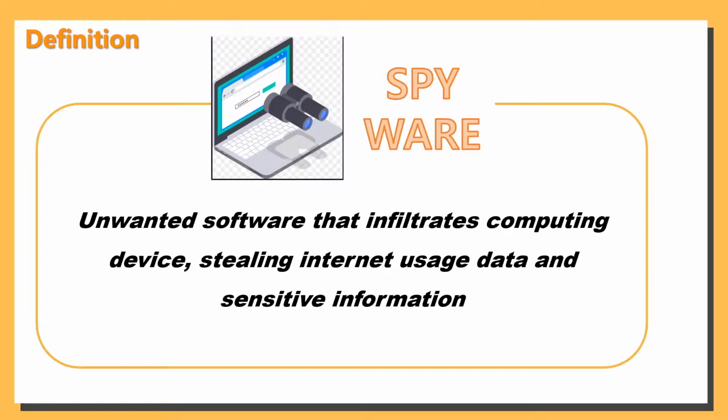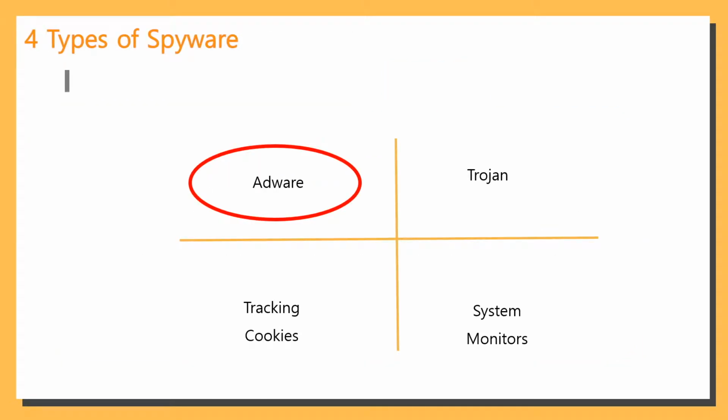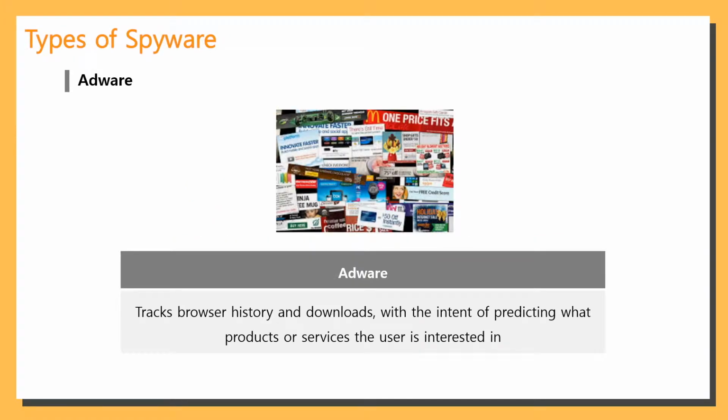So now I'll be going over the four types of spyware. First being adware. What is adware? Adware is something that tracks browser history and downloads with the intent of predicting what products or services the user is interested in. This type of spyware tracks your browser and is used for marketing purposes and can slow down your computer. The second kind of spyware is Trojan.